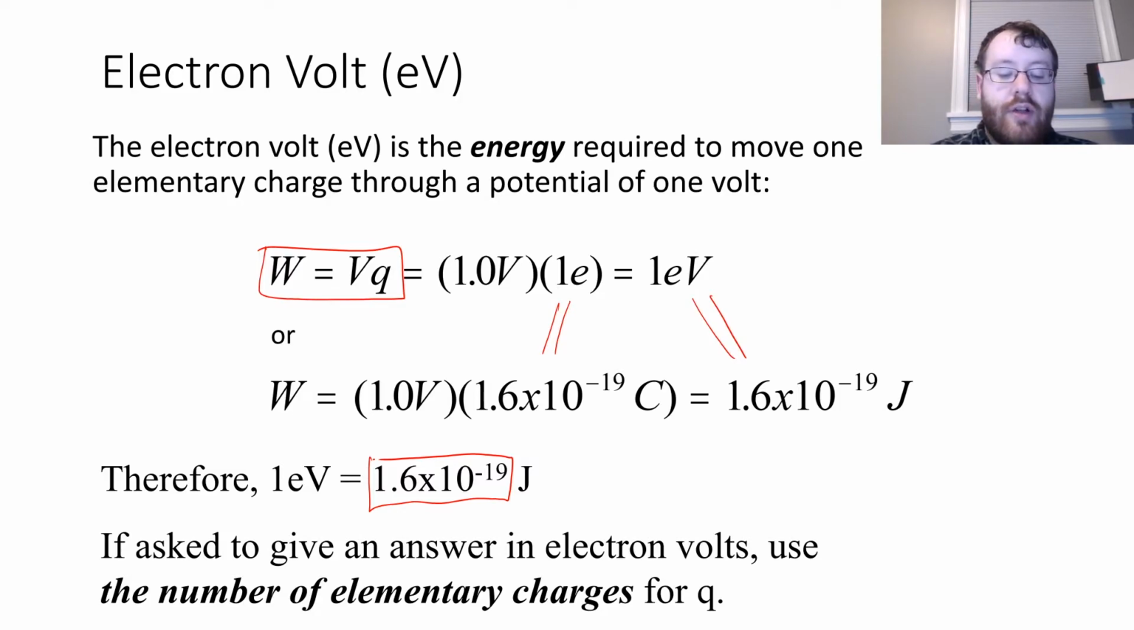So when to use electron volts? Basically, if the question is given to you in elementary charges, or it asks you to find something in terms of electron volts, then you can feel free to use these simple units. Otherwise, if you're given a lot of SI units, if it's looking like everything is in joules or in coulombs, stick with the SI units. But if it's in electron volts or elementary charges, feel free to use these units.